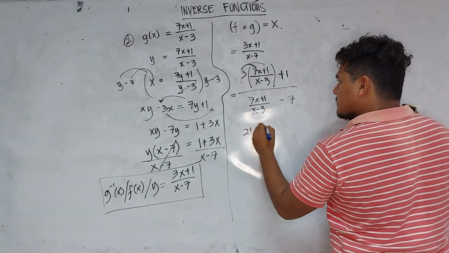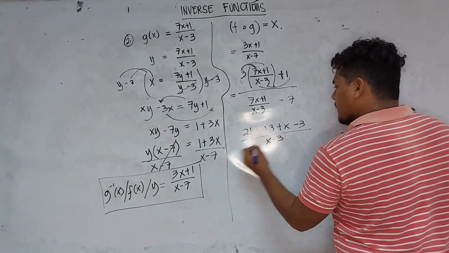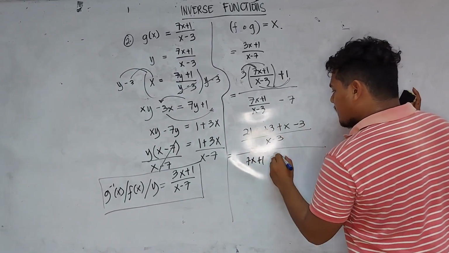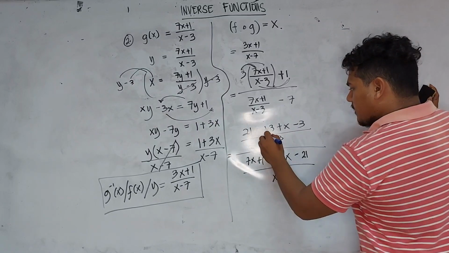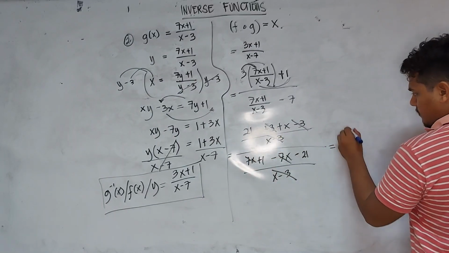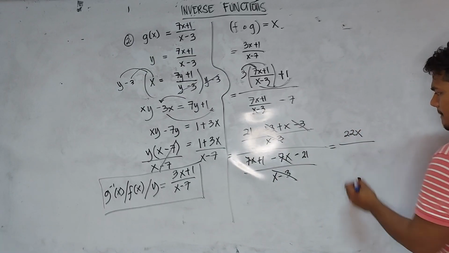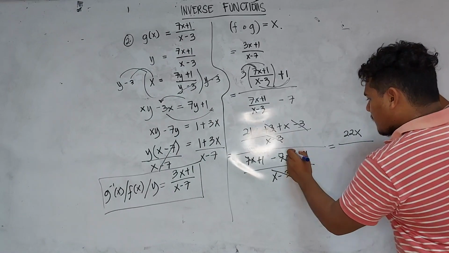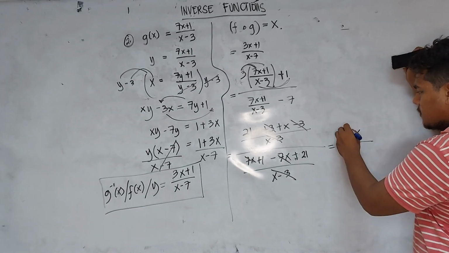3 times 7x, 21x, plus 3x times 1, plus x, negative 3 times 1, minus 3, over a common denominator, over 7x plus 1, minus negative 7x, right? Negative 3 times negative 7, negative 21, over x minus 3. Cancel. 3 minus 3 cancel. 7x minus 7x cancel. What remains is 21x plus x, 22x. Over 1 minus 21. Okay, this is wrong. This should be positive 21. Negative 3 times negative 7 is positive 21. 1 plus 21, 22. 22x divided by 22 is equal to x.